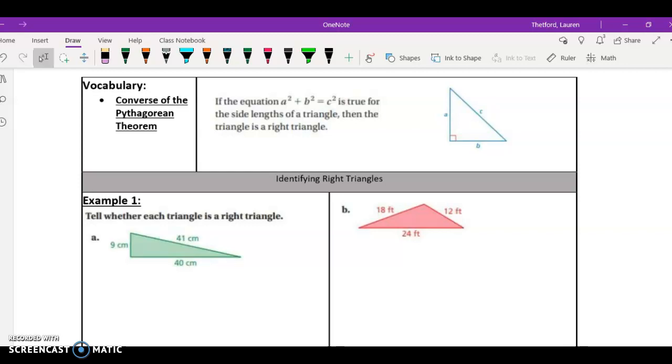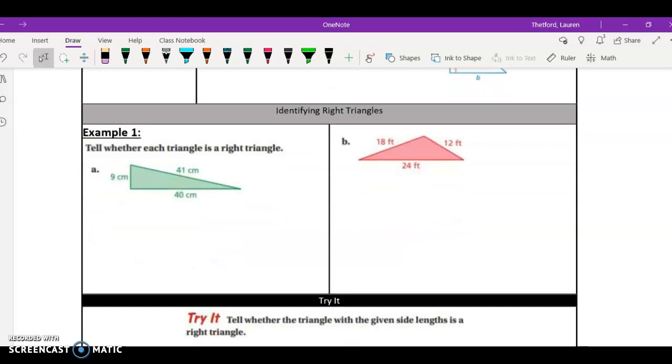And so it says if an equation a squared plus b squared equals c squared is true for the side lengths of a triangle, then the triangle is a right triangle. And so what we're going to do is prove that these are right triangles. So we are going to plug in our values into a squared plus b squared equals c squared. And remember, our right angle, across from that is our c.